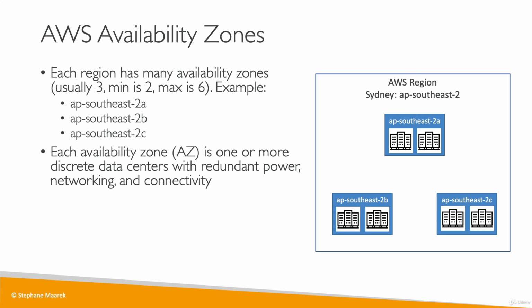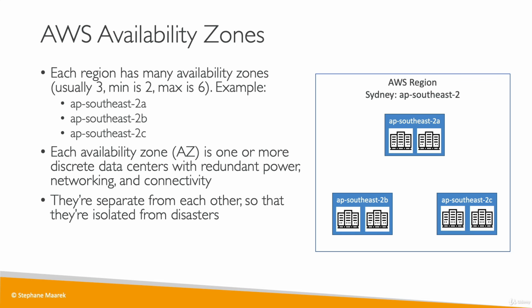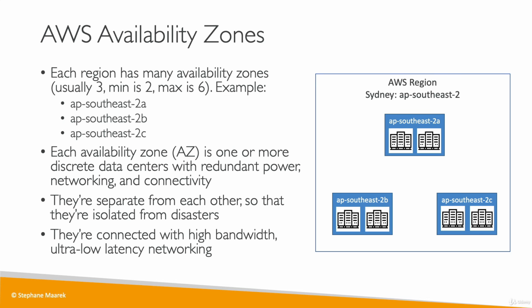But what we know is that these availability zones are separate from each other so that they will be isolated from disasters. So if something happens to ap-southeast-2a, we know that it is designed not to cascade into ap-southeast-2b or ap-southeast-2c. So they're really isolated from disasters. And then these availability zones are connected with high bandwidth, ultra low latency networking, and therefore all together being linked together, they form a region.